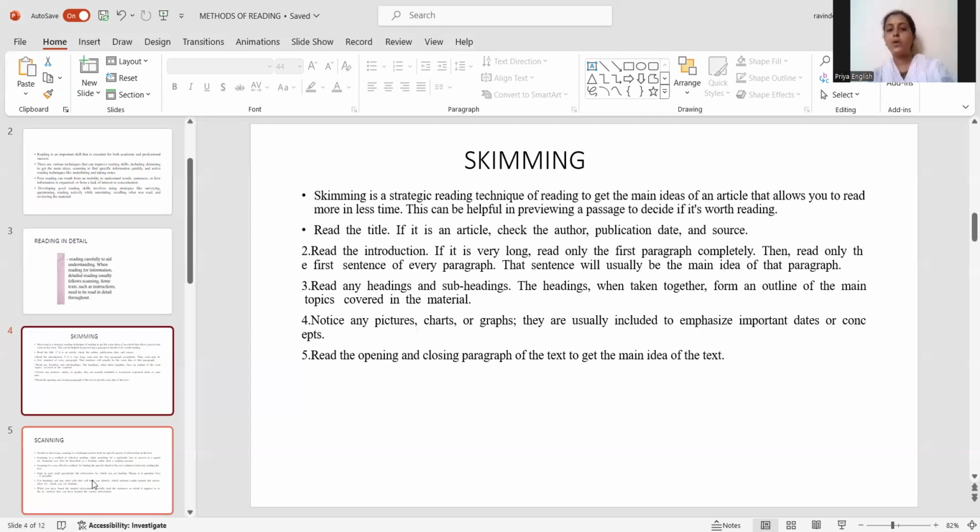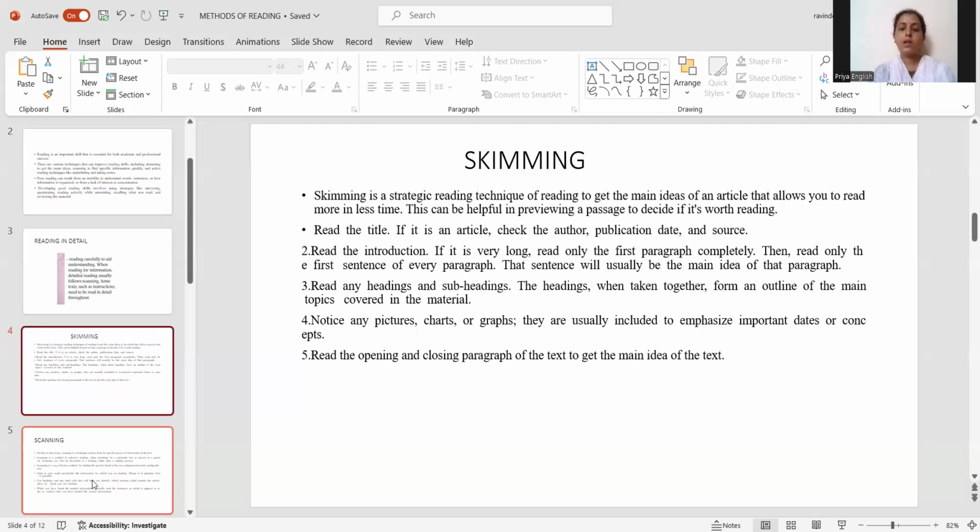So how can you do the skimming of a text? The first thing you could do is read the title. If it is an article, check the author, publication date, and source. First and foremost, in this kind of reading technique, you'll read the title.